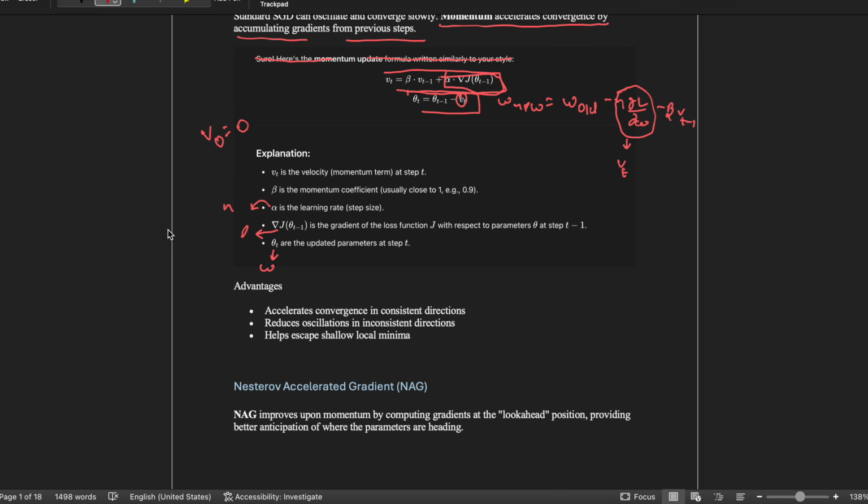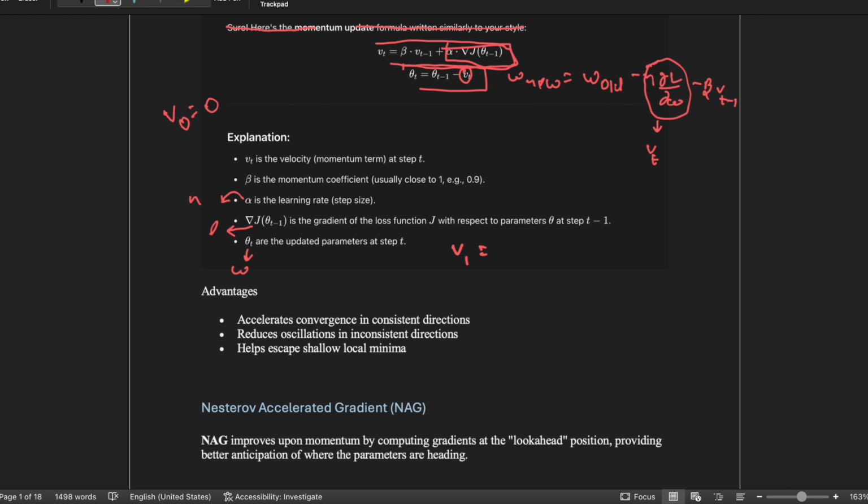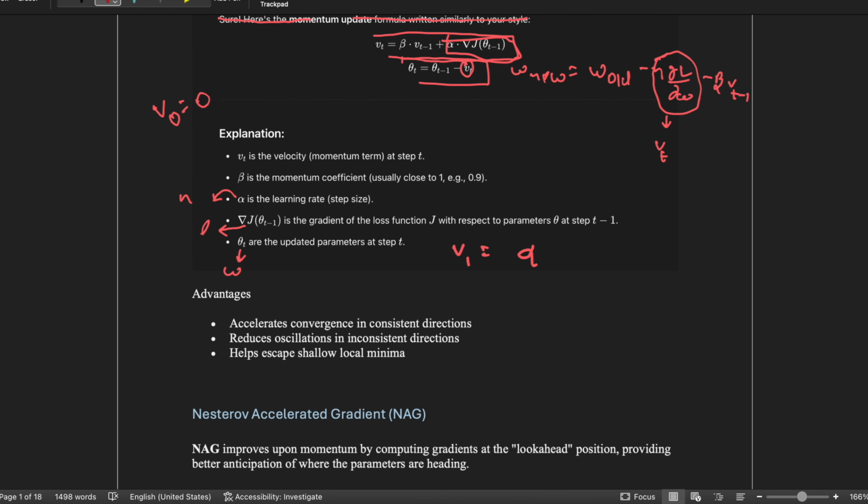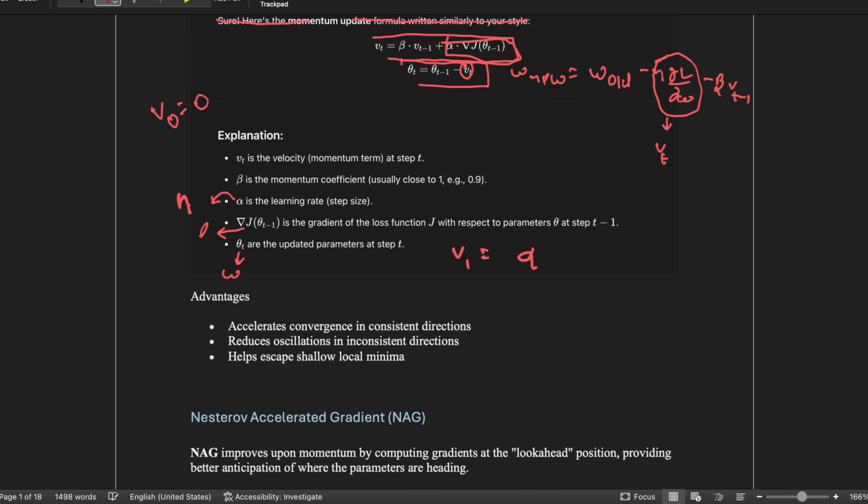If we calculate v1 and then go on, v1 will be alpha times the gradient plus beta times v0. Since v0 is 0, we don't write it, and we consider alpha, which is our learning rate, times the gradient of the loss at theta 0, following the conventions and notation we are using.